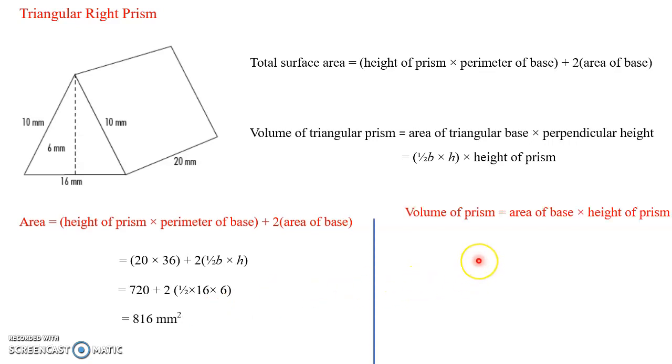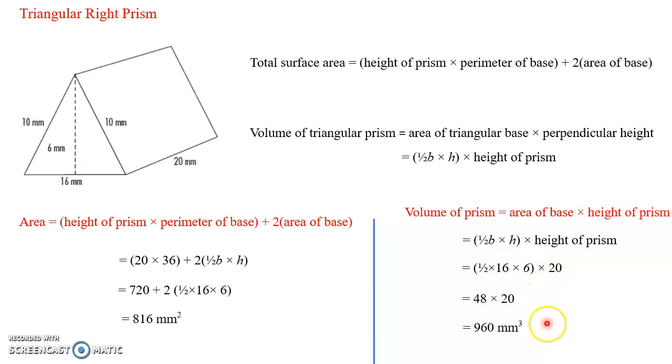Likewise, if I go to calculate the volume, the volume of the prism is always the area of the base multiplied by the height of the prism, not the height of the triangle, the height of the prism. Keep stressing on that point. Volume, area of base is half base times height. One more time, half the base is 16 and the height is the height of the triangle. So it's half 16 multiplied by 6 multiplied by the height of the prism, and this prism has a height of 20 millimeters. And that gives me an answer of 960 millimeters cubed.